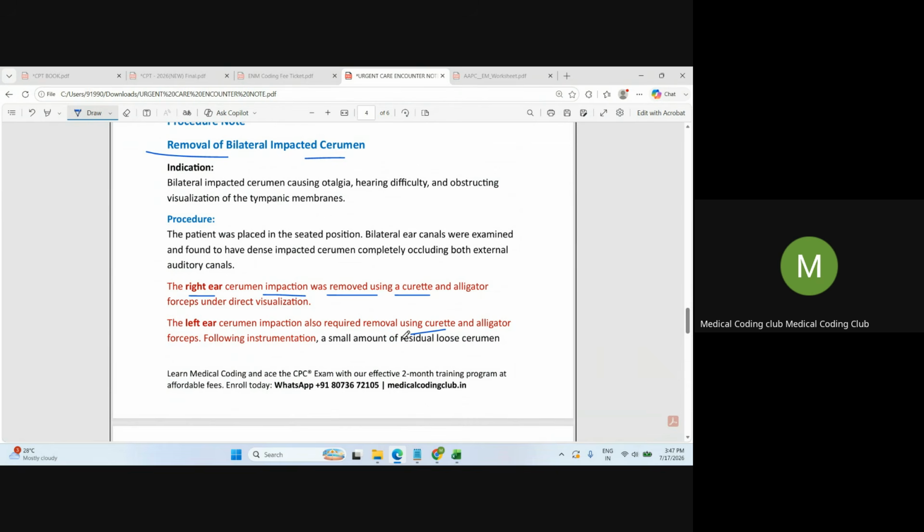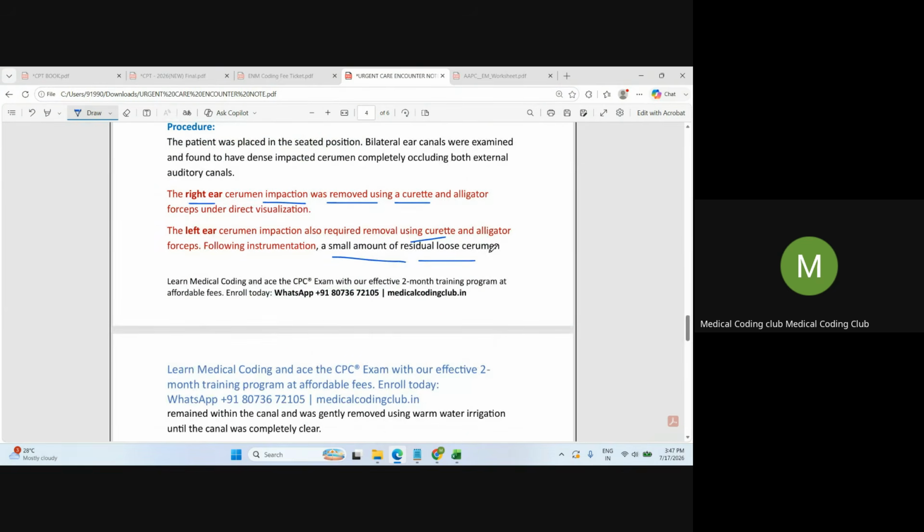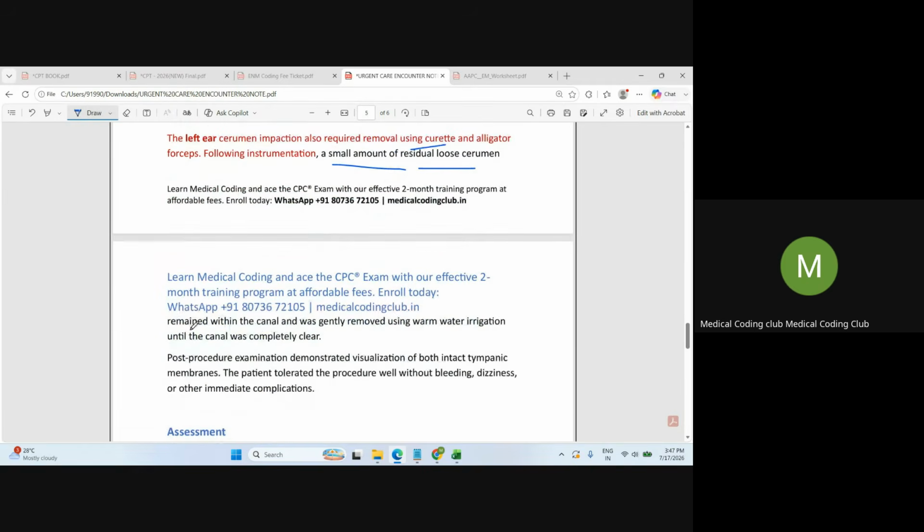They also said that following instrumentation, a small amount of residual loose cerumen remained within the canal and was gently removed using warm water irrigation. So again, some left over portion was removed using irrigation. Irrigation is nothing but using water to flush out the remaining wax. That is the irrigation method.